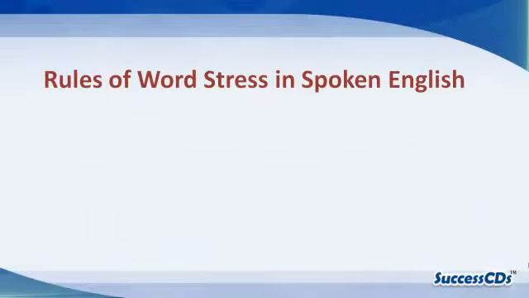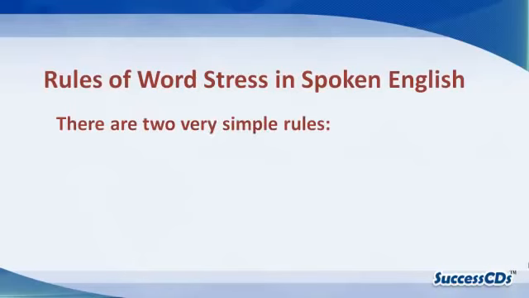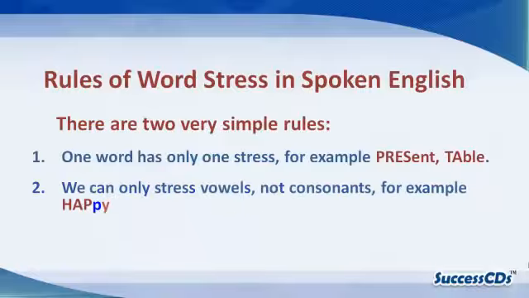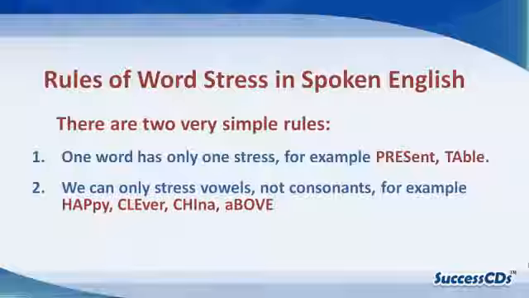So, the crux of the matter is some rules of word stress in spoken English. There are two very simple rules to go by. First, one word has only one stress. For example, present, table. And second, we can only stress vowels and not consonants. For example, happy, clever, China, above.